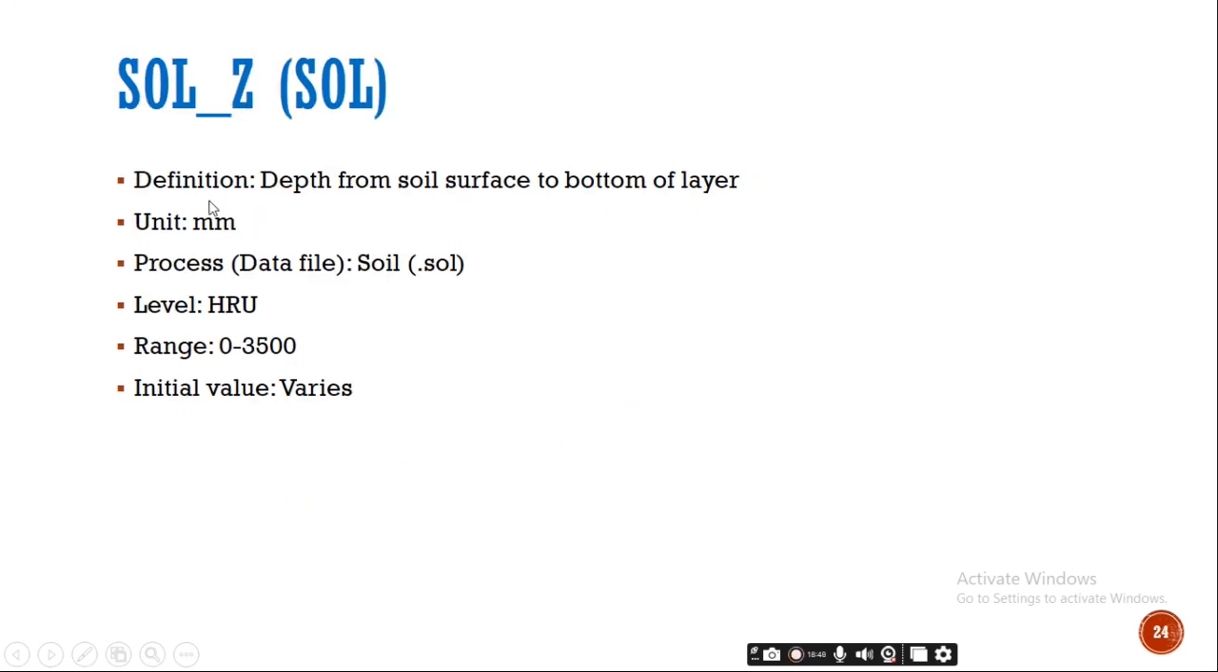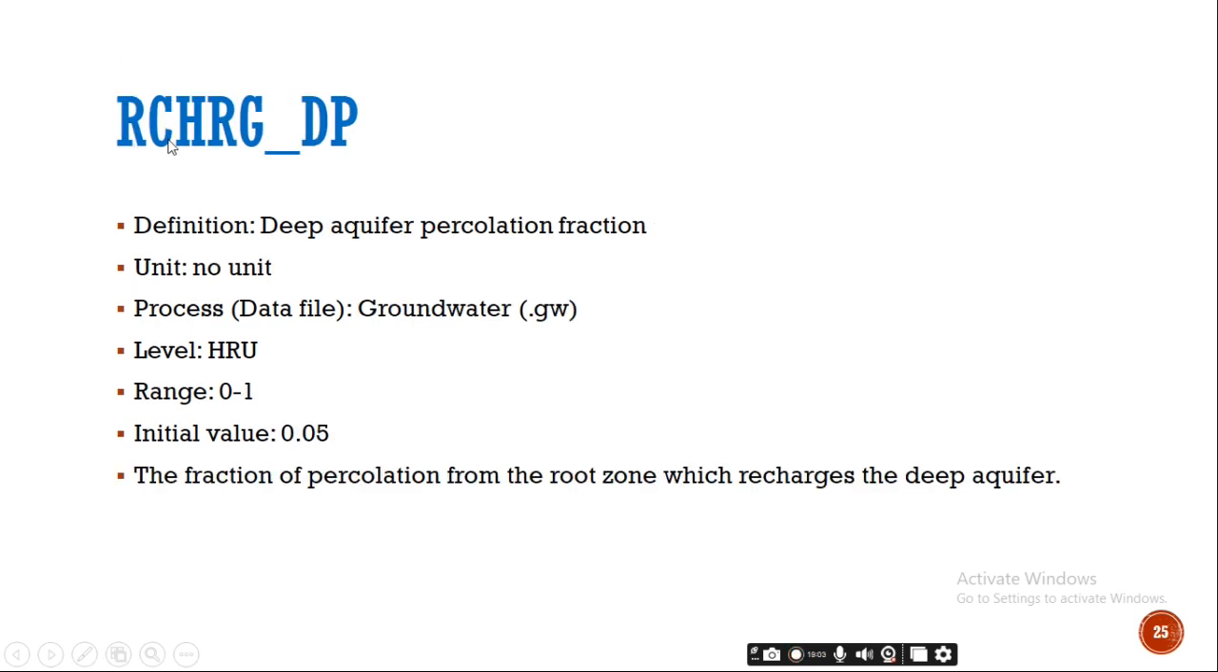Then after SOL_Z. It means the depth from the soil surface to the bottom of the layer. Its unit is mm, and recommended range is 0 to 3500. Its initial value could vary. Then after RCHRG_DP, it means deep aquifer percolation fraction. It has no unit and recommended range is 0 to 1. Its initial value is 0.05.